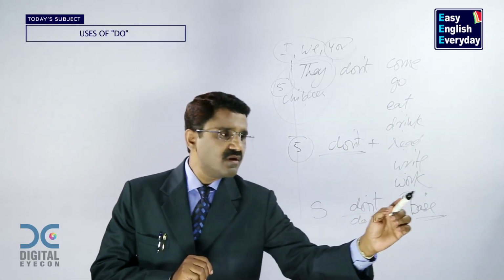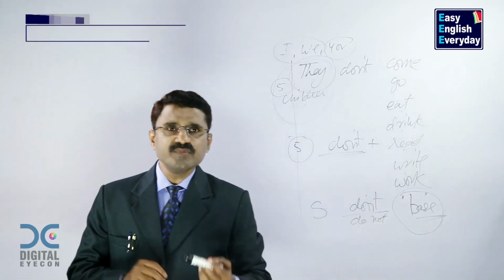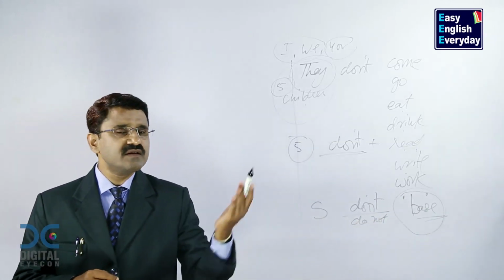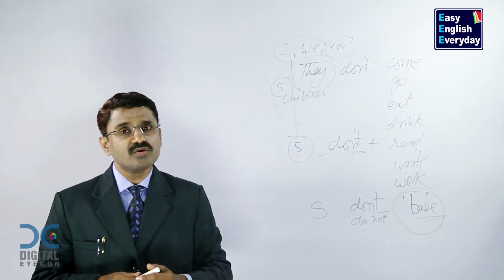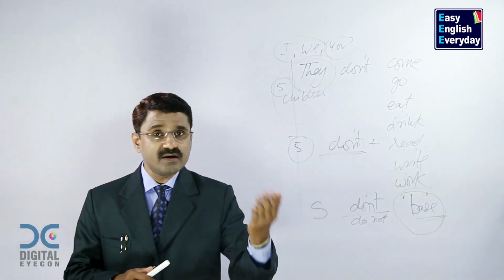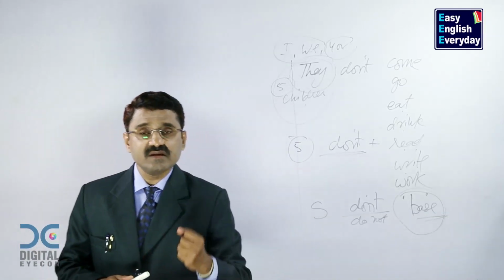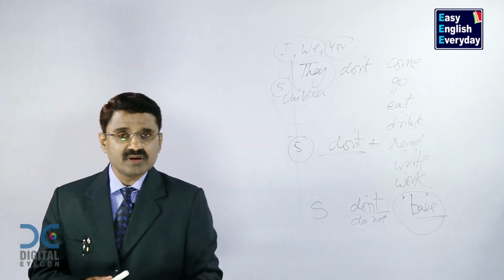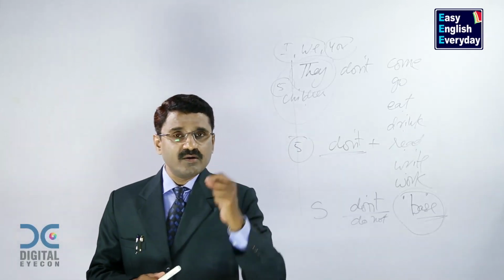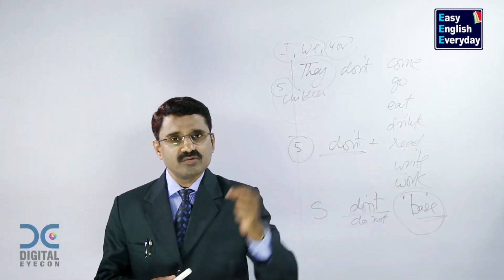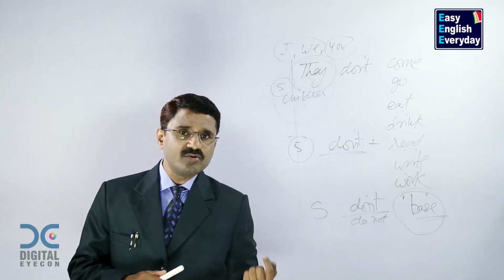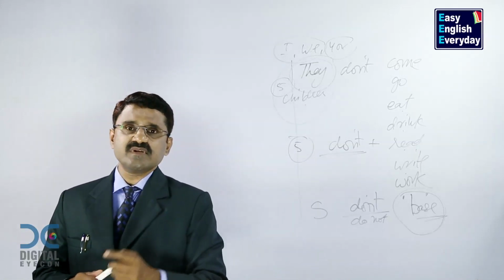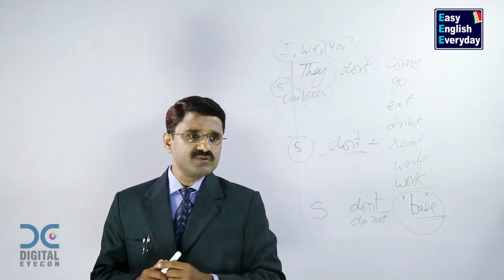So if I have a good collection of base forms, I can make hundreds of sentences like this. I don't come, I don't go, I don't read, I don't write, I don't talk, I don't listen, I don't sing, I don't dance, I don't play, I don't go to school, I don't play outdoor games, I don't play indoor games, like this. When should I use them?